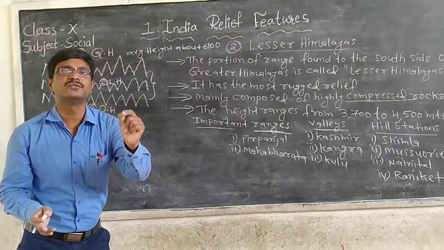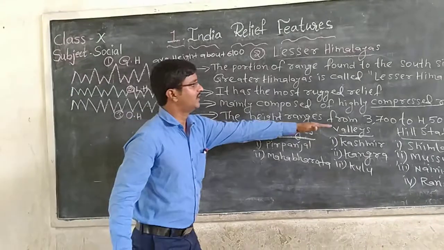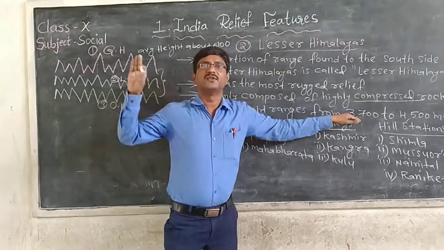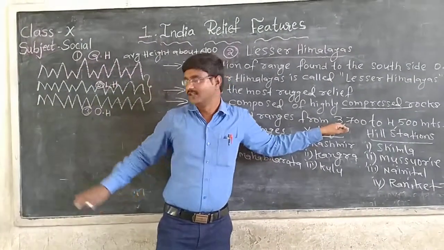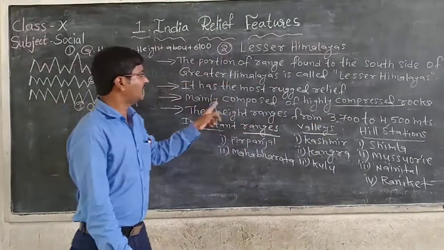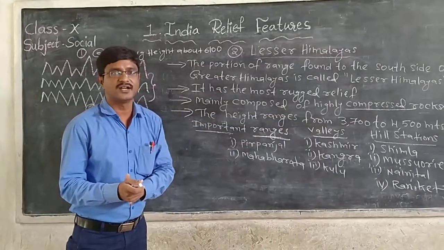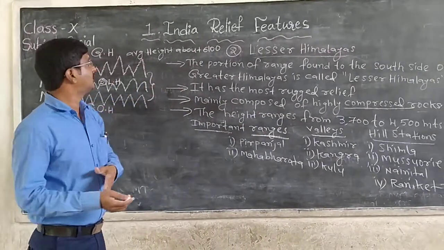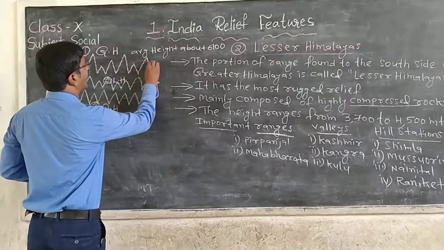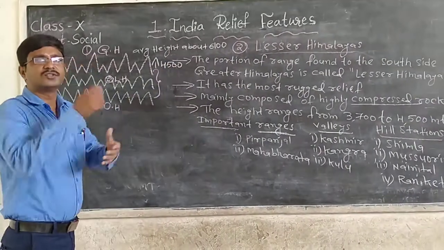Now we have to find out the height of Greater Himalayas. With the help of this height, we have to identify the height of the Greater Himalayas. What is the height range of Lesser Himalayas? 3,700 to 4,500. No. What is the height of Greater Himalayas? Above 4,500 meters.